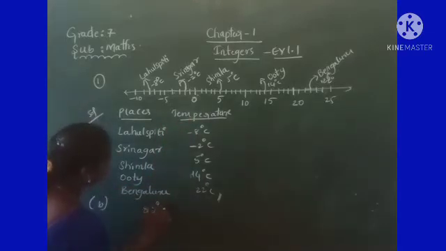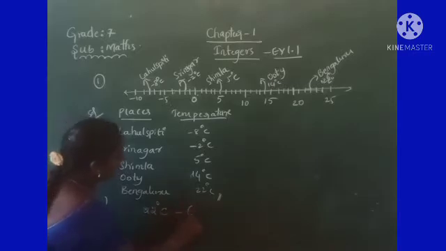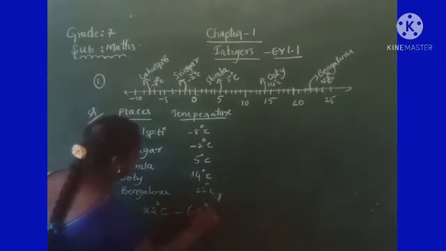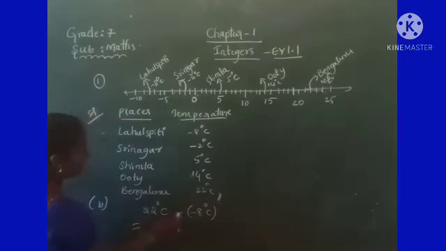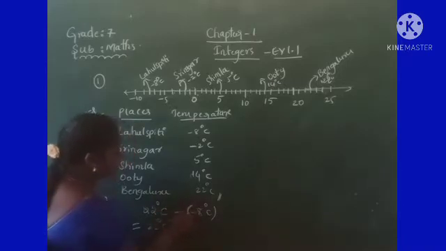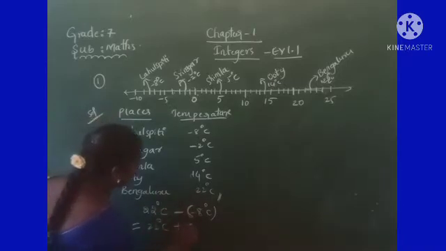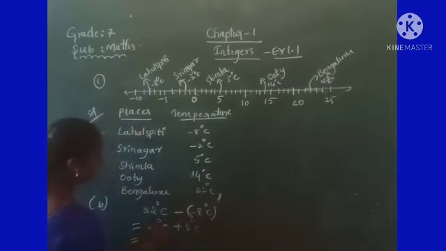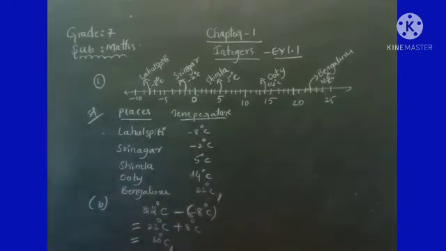So the difference between the hottest and the coldest place temperature is 22 degrees Celsius minus minus 8 degrees Celsius. Difference means take the minus. Now 22 degrees Celsius, so simplify: minus into minus is plus 8 degrees Celsius. 22 plus 8 is equal to 30 degrees Celsius. Now tell me, what is the difference between the hottest and the coldest places? That is 30 degrees Celsius. Okay? Right.